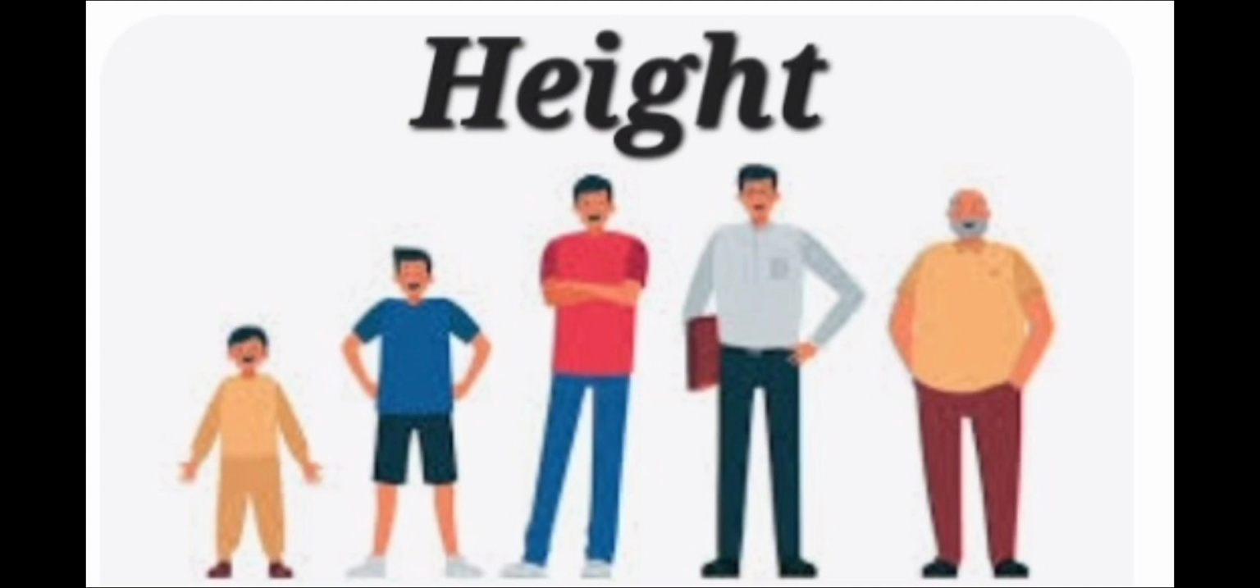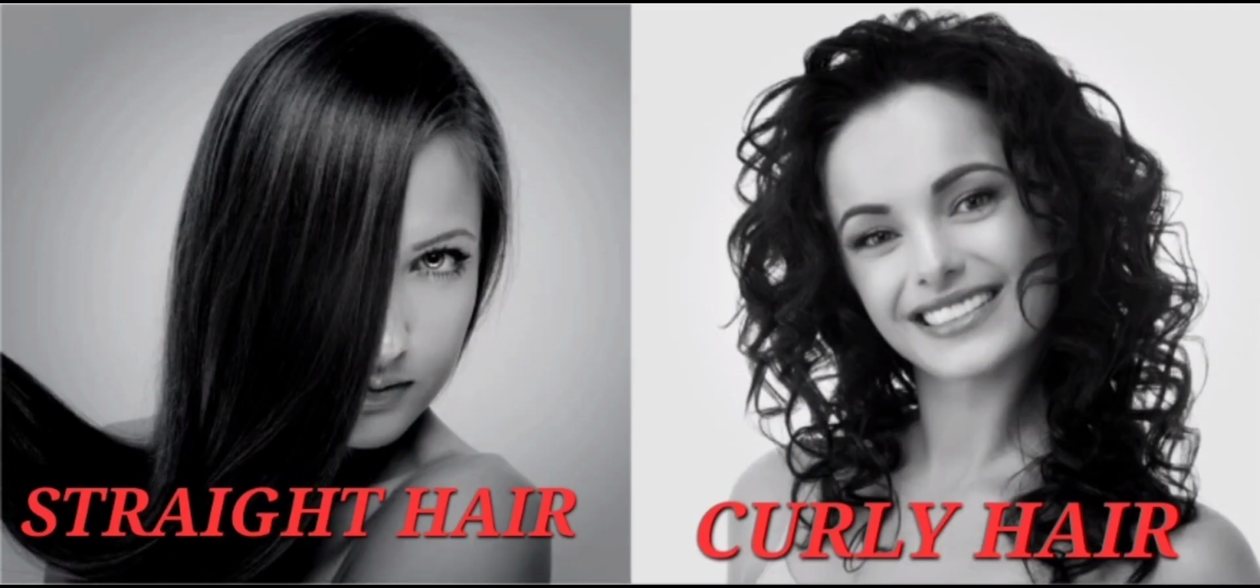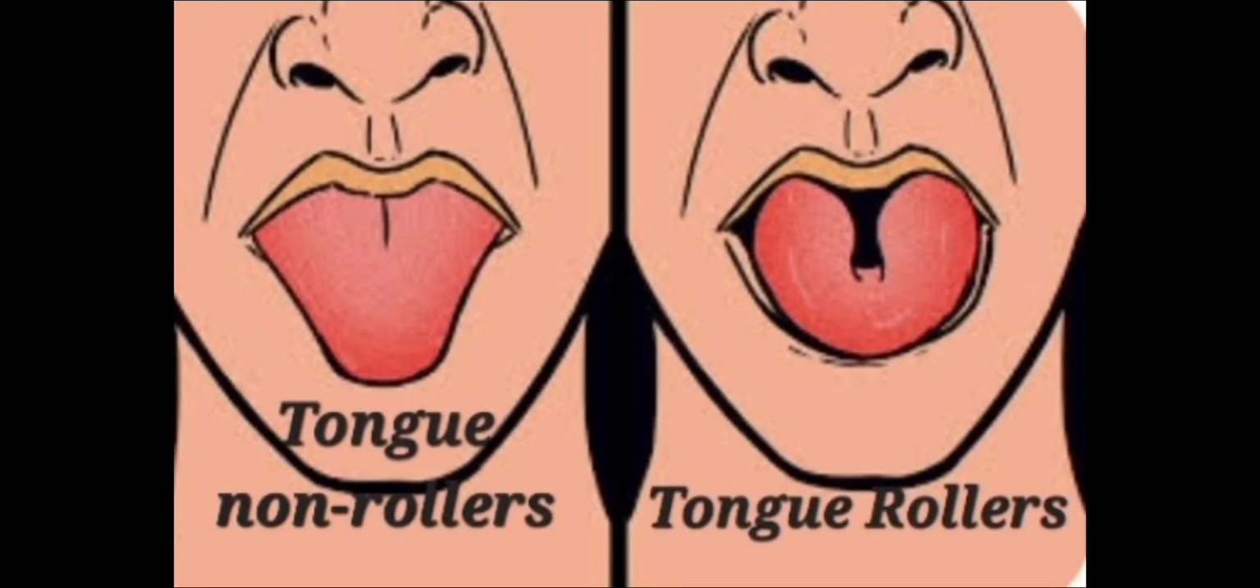The next is the hair shape. Curly or straight hair are the two traits for the hair shape. Then it comes to tongue rolling. The two traits for tongue rolling are rollers or non-rollers. Here we usually have two alternative traits for a character.